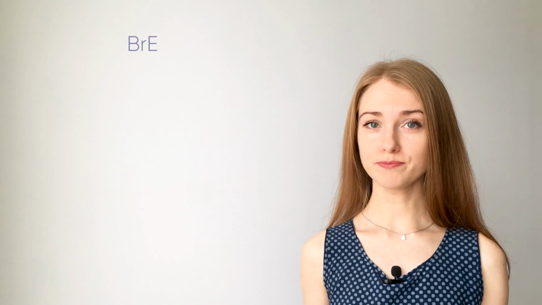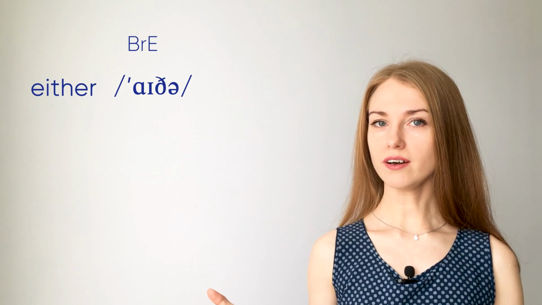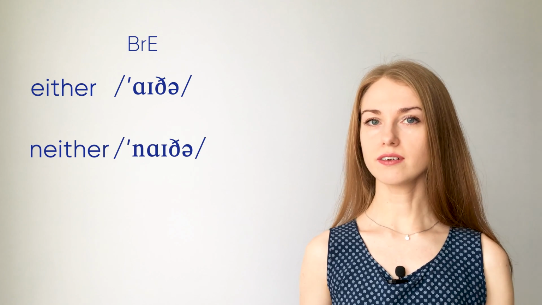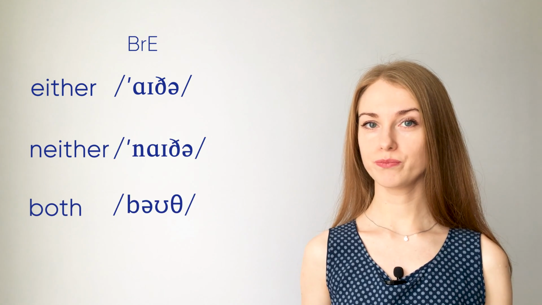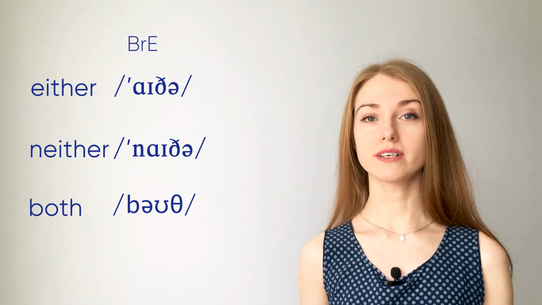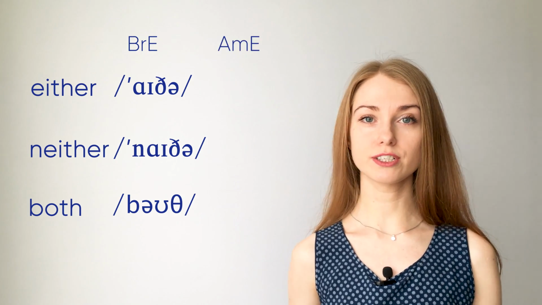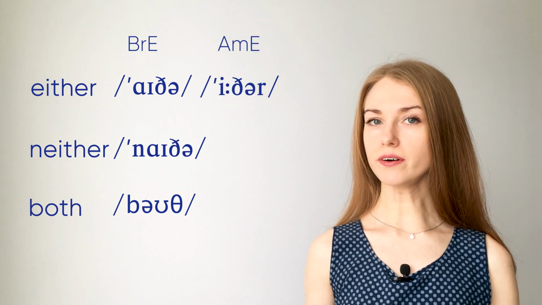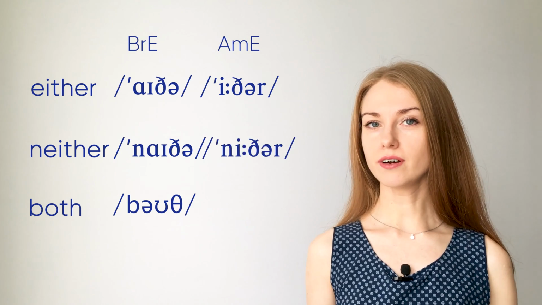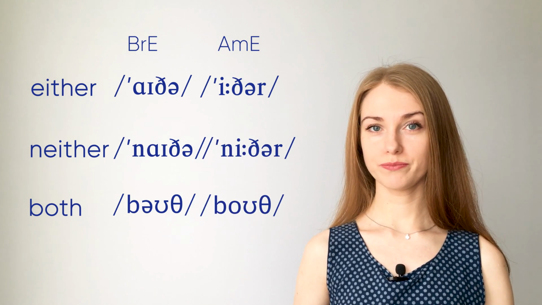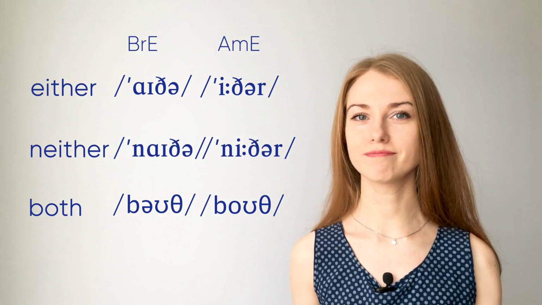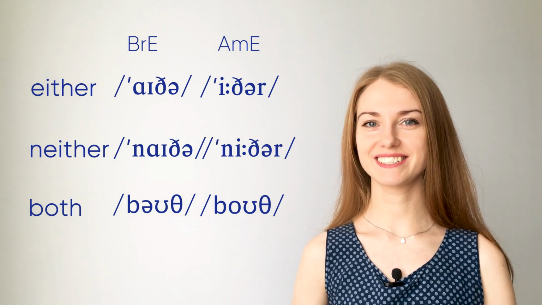You might hear these words pronounced in 2 different ways. The first one is considered to be British English: either, neither, both. The other one is considered to be American English: either, neither, both. You can use either way because both ways are correct.